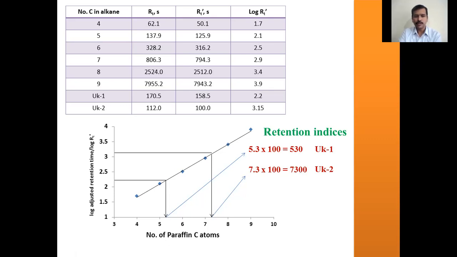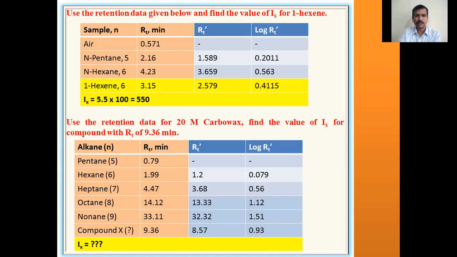So this retention index will be different for different columns. Right? This is Kovats retention index. Use the data presented here to calculate the retention index for 1-hexene. So here the data is presented in this particular table for the elution of air, n-pentane and n-hexane. n-Pentane has a number of carbons 5, n-hexane has a number of carbons 6, and air was eluted. This is the mobile phase peak.